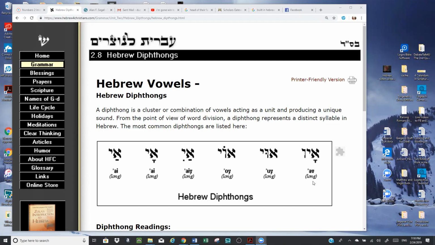So the second one over, you see that aleph with the shurek and the yod. That's ui, right? And the third cluster over, the third diphthong over, is oi, like in the word goy, right? So you have the aleph, and that's just an example consonant. But the main thing to look at is that holam and that yod. That's pronounced as oi, right?